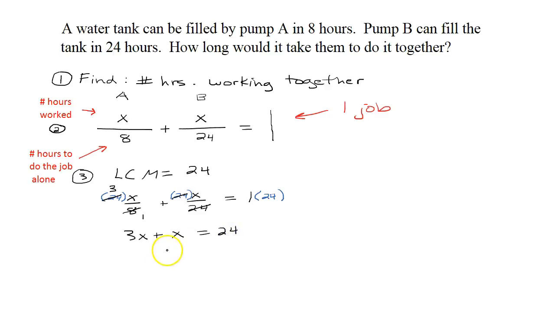That's a very simple equation to solve. I've got 4x equals 24, and if I divide both sides by 4, I end up with x equals 6. So circle that. That is our step 4. And then go back up here and remember what that x represented. It represented the number of hours that they both worked.